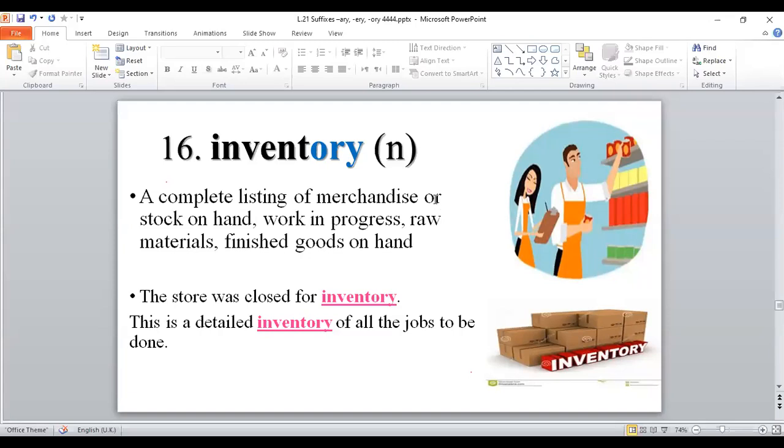Since it's a thing, it will function as a noun. Like here when I say, my mother put the inventory in the pantry. Pantry is the place where you store your things at home. Or my mother put the inventory in the cupboard. Here it means the products, the goods or the stuff that she bought from outside. Or in the sentence, this is a detailed inventory of all jobs, it means it's a list of all the jobs that have to be done.